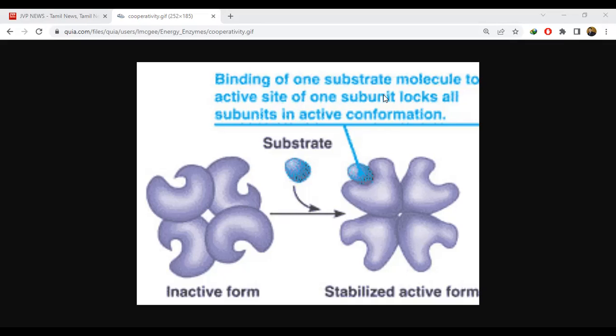Can you understand the difference between allosteric regulation, inhibition, and this cooperativity? In cooperativity, who is the regulatory molecule? Substrate. Substrate binds to whom? Active site. If one substrate binds to the active site of one subunit, what happens to the other subunits? All get stabilized in their active form. Correct? Right. This kind of nature.